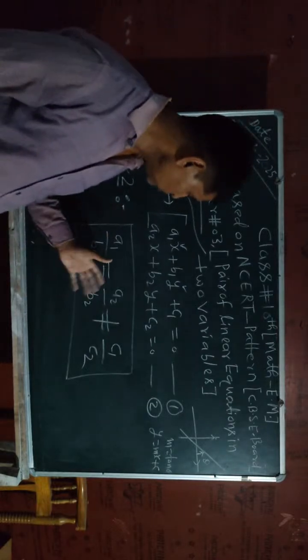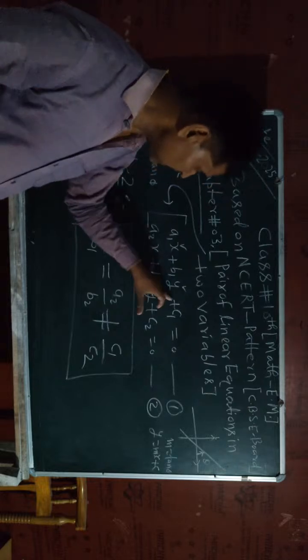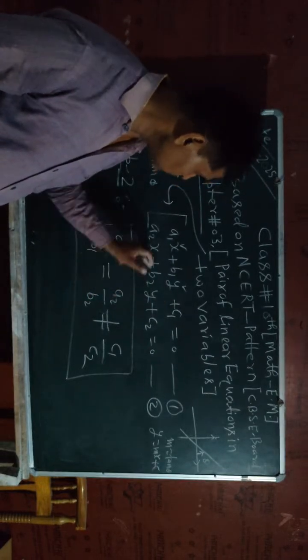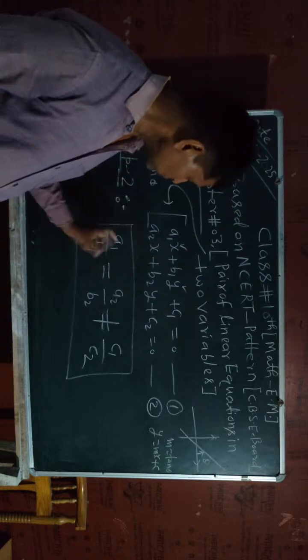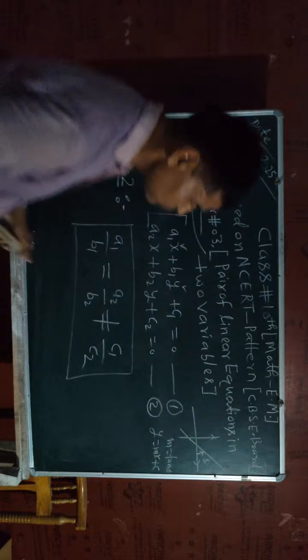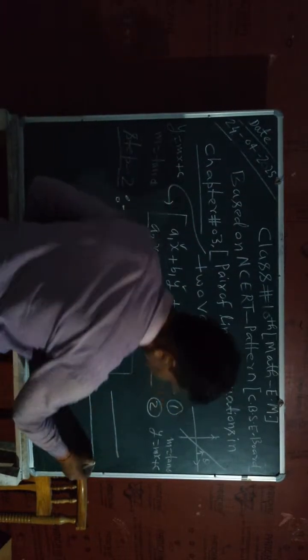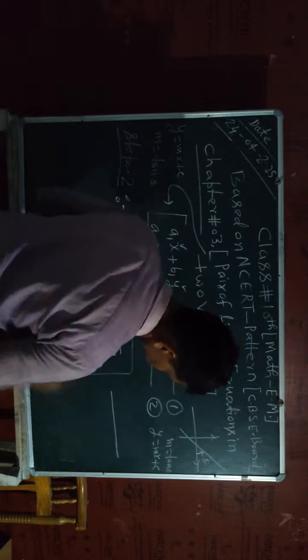Student, you know very clearly, because a1 by b1 is the slope of the first line, and a2 by b2 is the slope of the second line. You are knowing both slopes are equal. You are looking here, both slopes are equal. It means that both lines are parallel to each other.